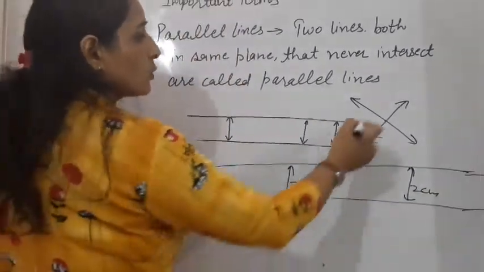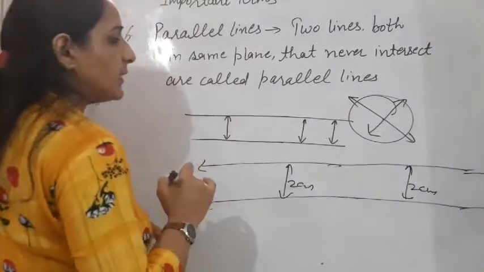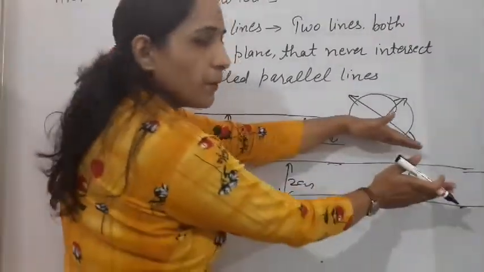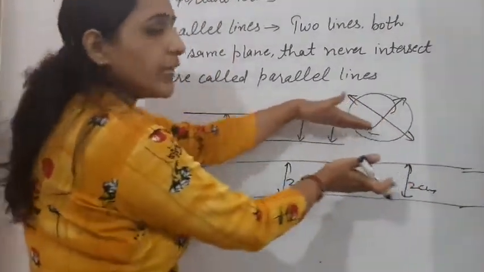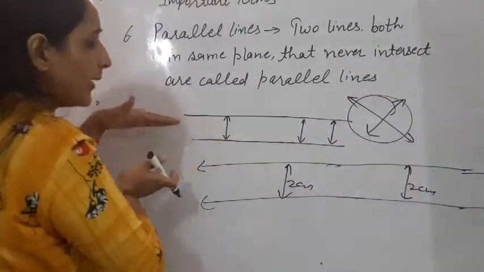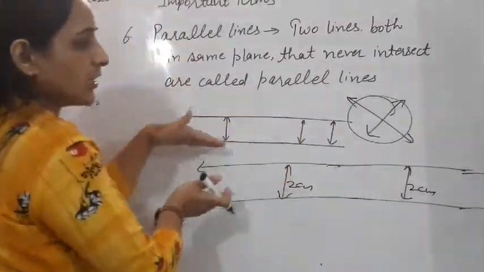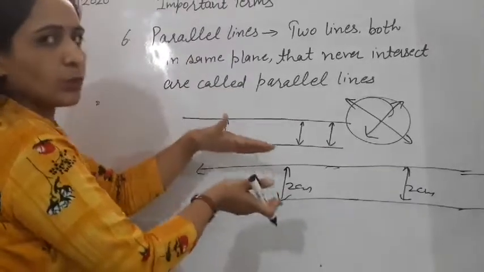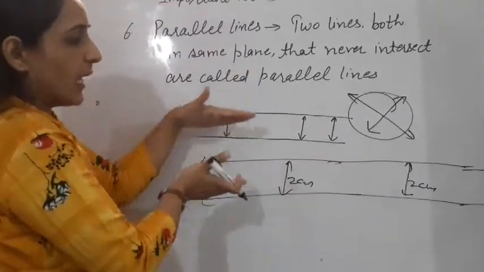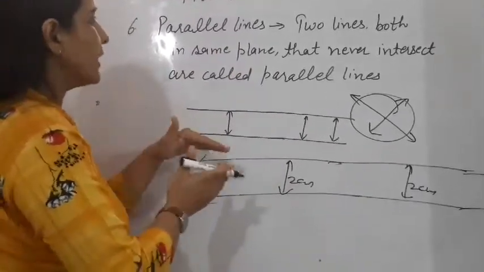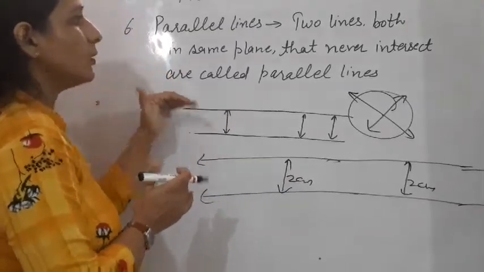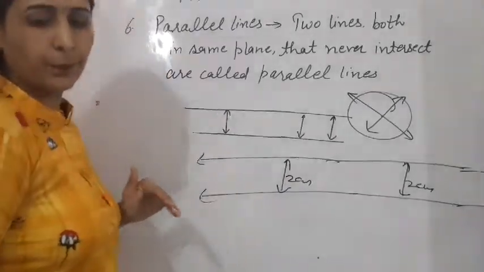Clear, all of you? So this is the intersecting line. These are the parallel lines, which are not intersecting each other and have the same distance between them. The same distance between the two, and they are not crossing each other. Those are called your parallel lines.